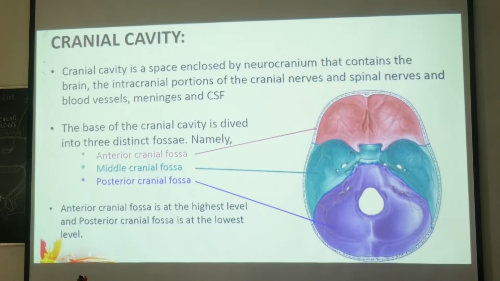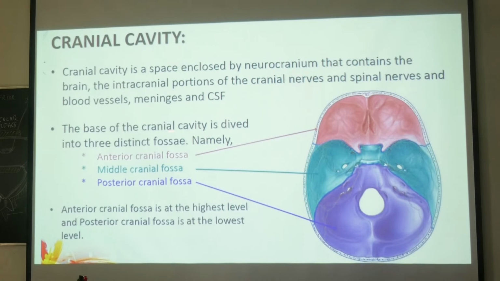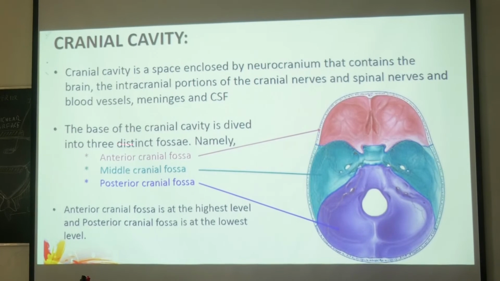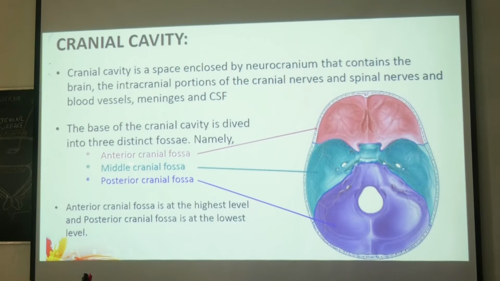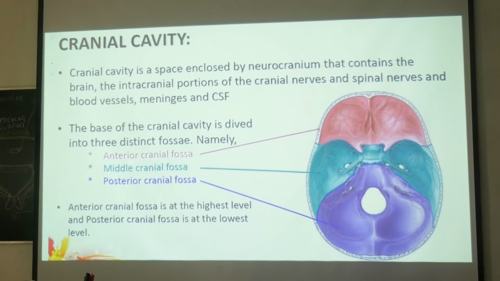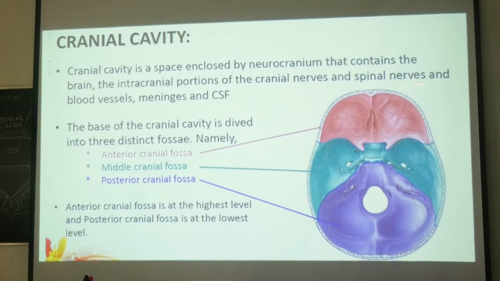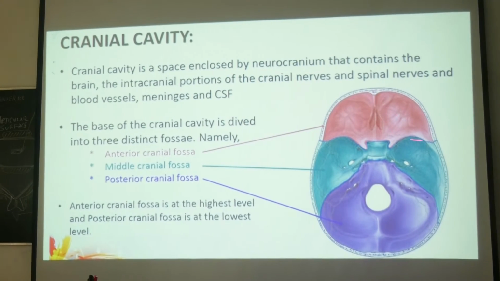So, cranial cavity is a space enclosed by neurocranium and that contains the brain and the intracranial portions of the cranial nerves and spinal nerves and blood vessels, meninges and CSF. The base of the cranial cavity is divided into three distinct fossas, namely anterior cranial fossa, middle cranial fossa, posterior cranial fossa. Three different color codes have been used. This pink one is the anterior cranial fossa, this bluish one is the middle cranial fossa, and violet one is the posterior cranial fossa.